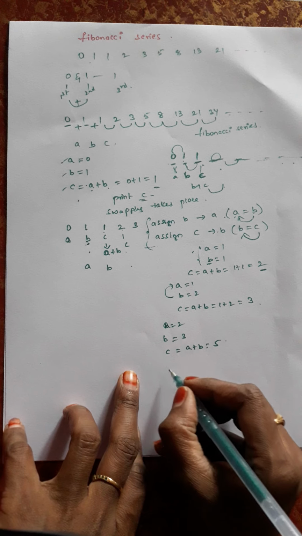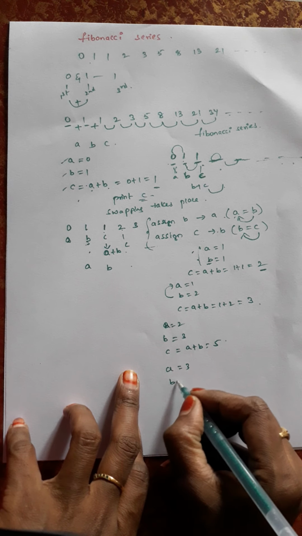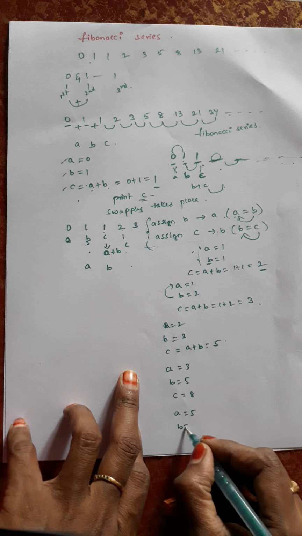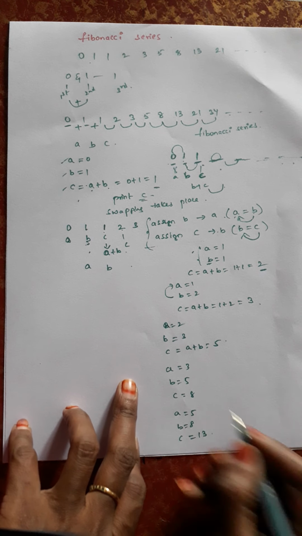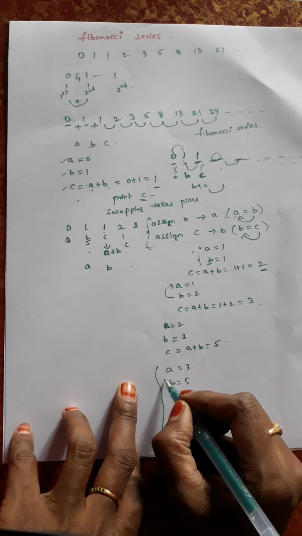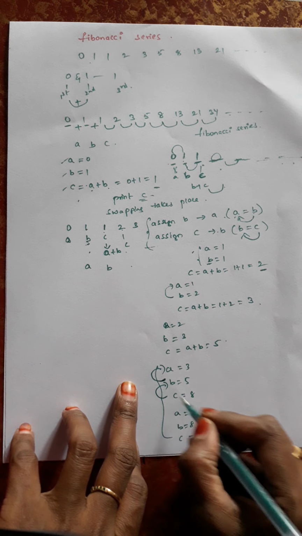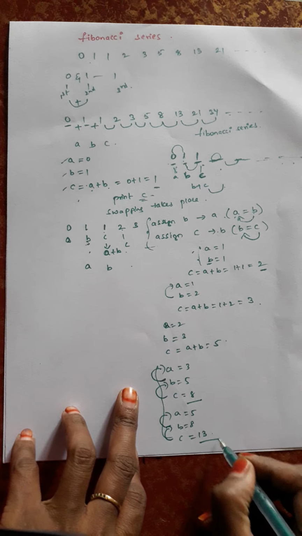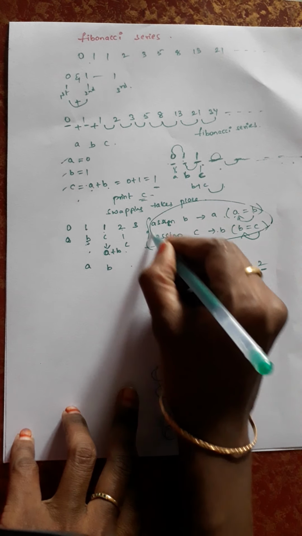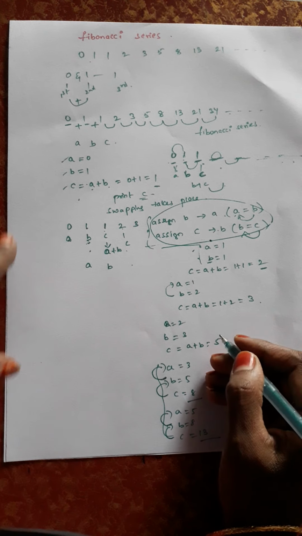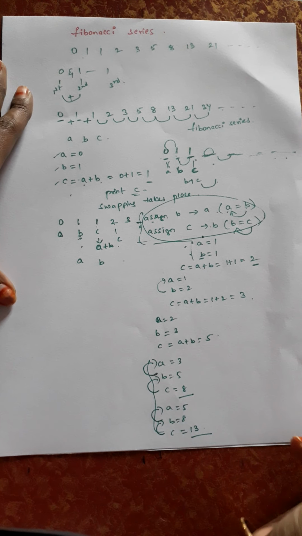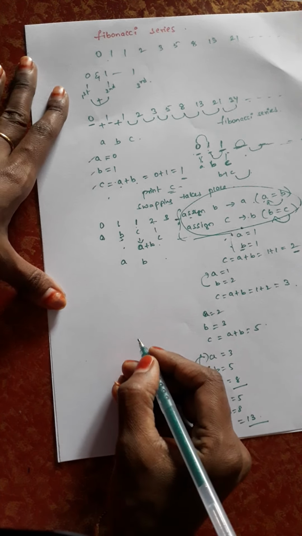Again repeat the same steps. A equals 3, b equals 5, c equals 8. A equals 5, b equals 8, c equals 13. What happens here? We are assigning b value to the a, c value to the b, adding a plus b. These two steps are going to repeat again and again. So in this manner we will get the series. That series we call a Fibonacci series.